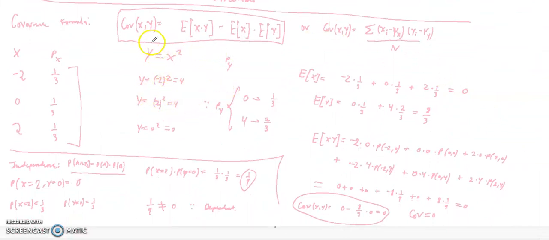So first of all, the covariance formula is the expected value of x times y minus the expected value of x times the expected value of y. And if we look at just our example, we have x as a discrete random variable with values -2, 0, and 2, and they all share the same probability. And we find that y is completely dependent on x.